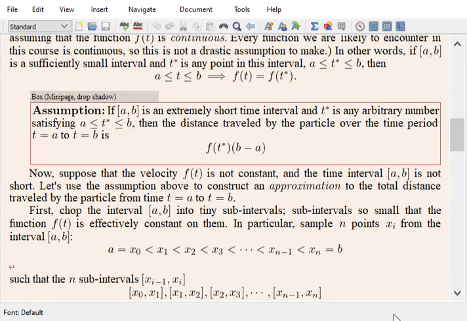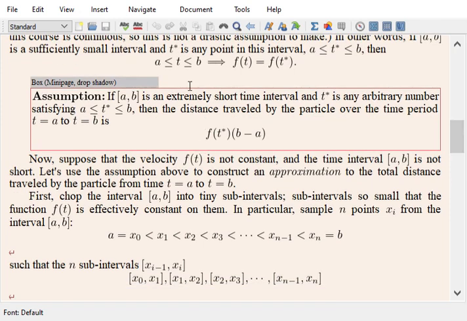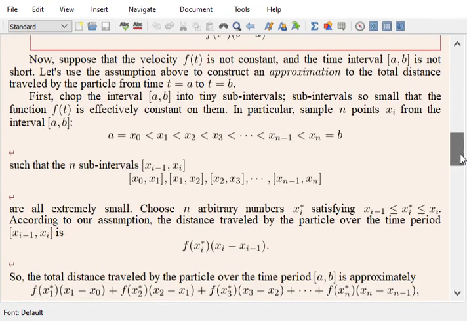Okay, now, suppose that the velocity is not constant, which we have to at some point, and suppose that the time interval is not witheringly short, which again, we have to if we're going to do anything practical. We're going to use the assumption above that the function is constant on small intervals to construct an approximation to the total distance traveled by the particle, right? Because that's ultimately what we're interested in, is we want to know the distance traveled. Now, we know that the velocity is constant on small intervals.